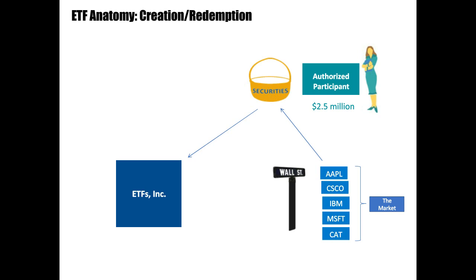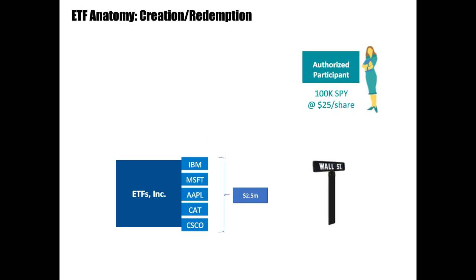If the authorized participant wants to create shares of this S&P 500 ETF, they will actually go into the market. They'll take $2.5 million and they'll buy $2.5 million worth of Apple, Cisco, IBM, Microsoft, Caterpillar, and the other 495 stocks in the S&P 500 in the exact percentage that the ETF company wants to hold them. And they'll take those securities and put them into a basket and ship them to the ETF company. It's called a creation basket. In exchange, the ETF company will give them an equal value of shares in the ETF.